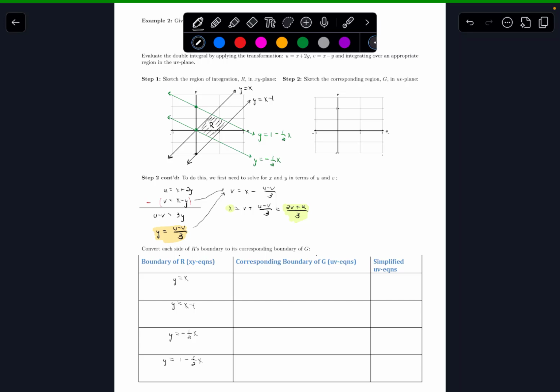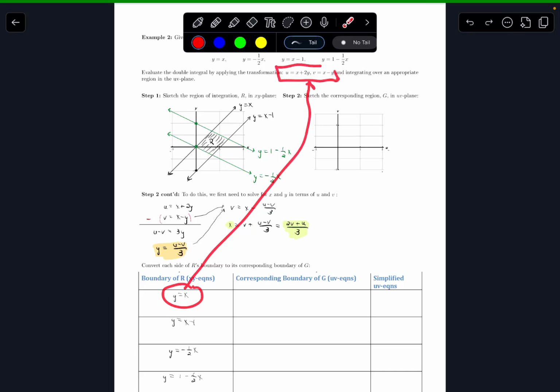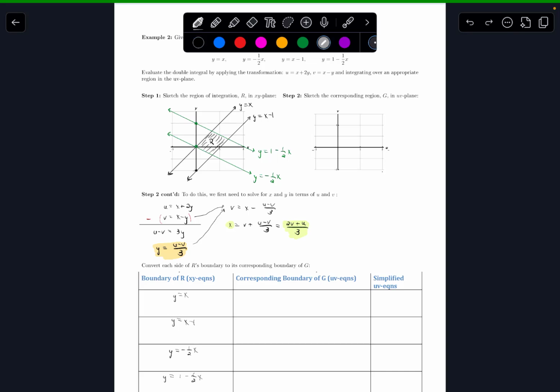There's a couple ways to figure out what these are going to be in terms of u and v. One of those ways is to try to do some algebra on these equations so they end up looking more like what I see in my substitution. So I noticed that if I subtract the y over to the right, we are going to get 0 equals x minus y.